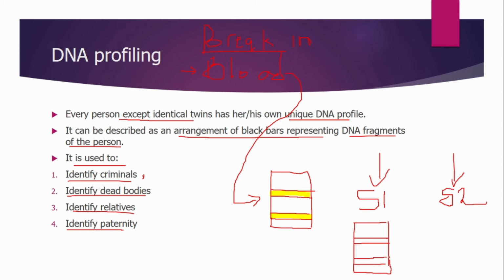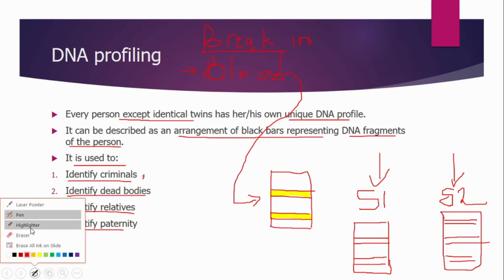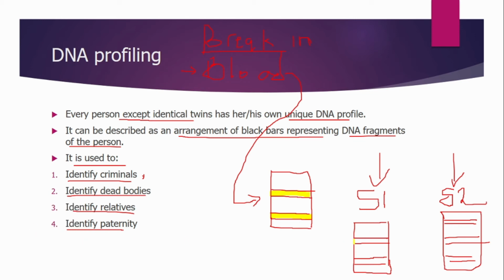Okay, this is the DNA profile of suspect number 1, and for suspect number 2, their DNA profile may be something like this. There are already 3 bars in suspect number 2, so meaning there's a big possibility. Okay, here is the blood for suspect number 1.